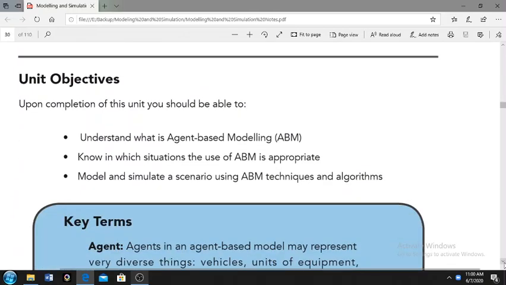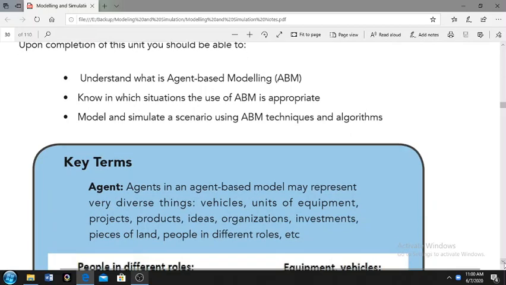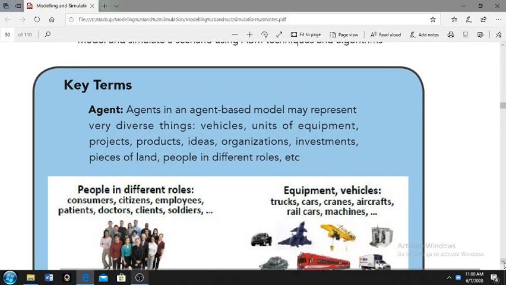Upon completion of this unit, what are the objectives? You should be able to understand what is agent-based modeling, to know in which situations the use of AB is appropriate, and model and simulate a scenario using AB technique and algorithm. Now, what are the key terms we use here?